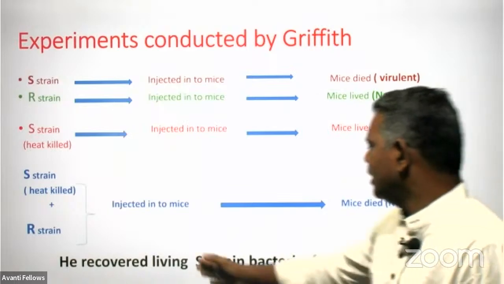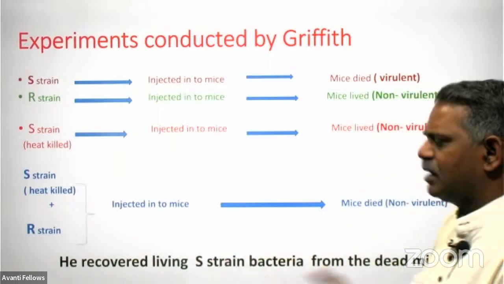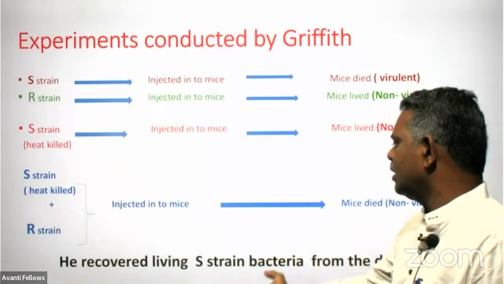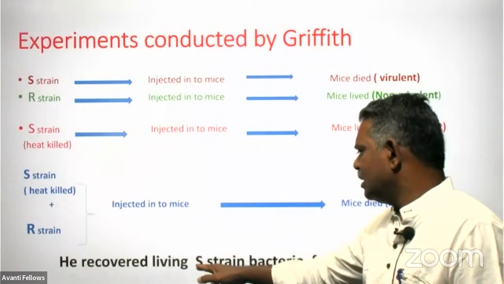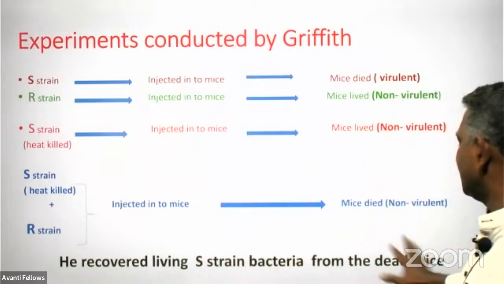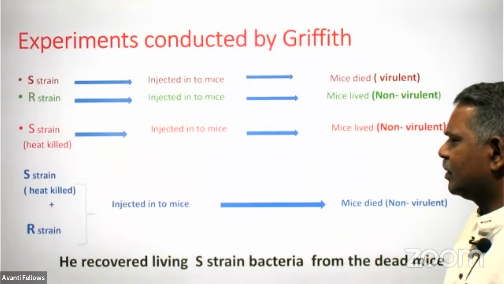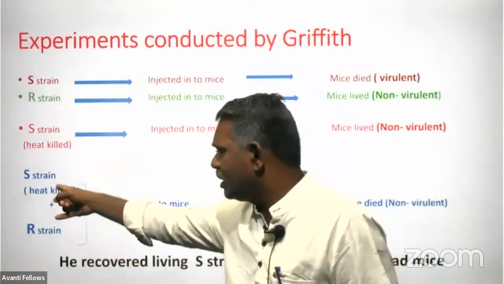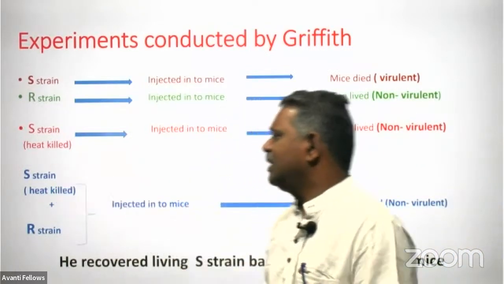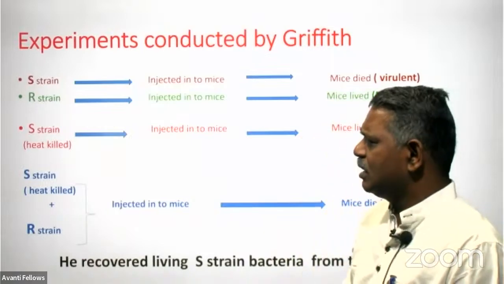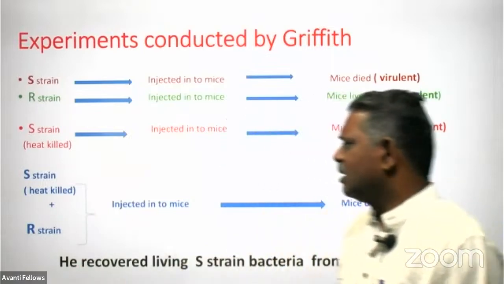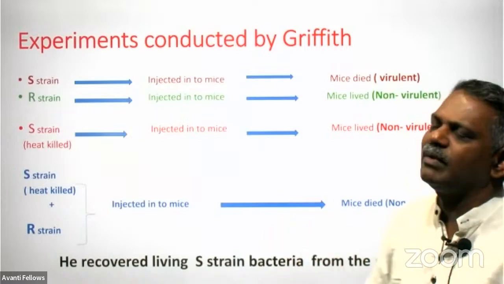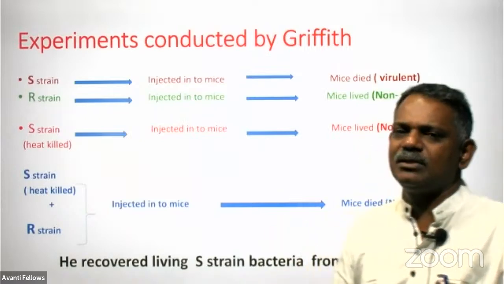And he recovered the living S strain bacteria, then collected the blood sample from the mice and identified it. He found living S strain bacteria from the dead body of the mice. Actually, he injected only the dead body of the S strain, the heat killed strain, mixed with the R strain. But he recovered the living S strain bacteria from the blood of these mice.